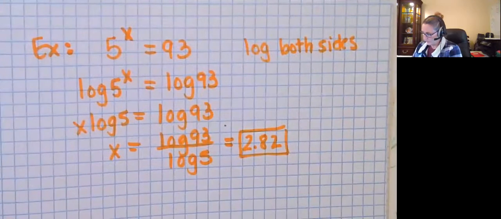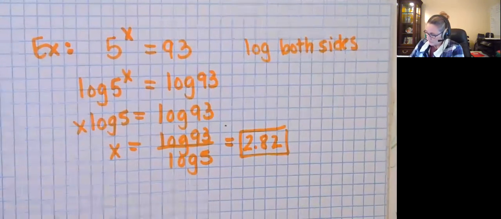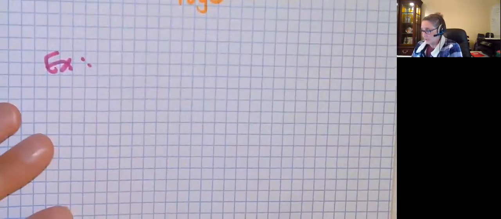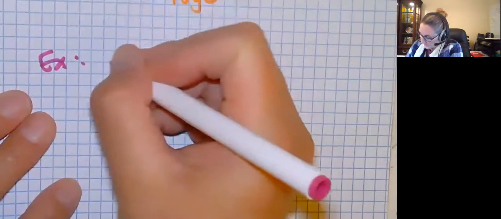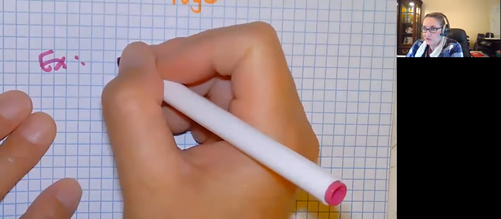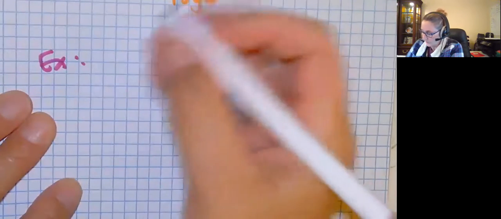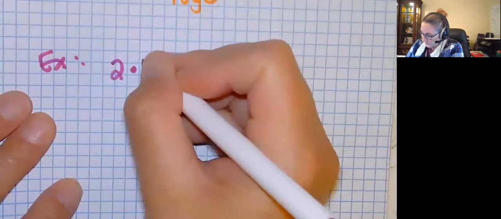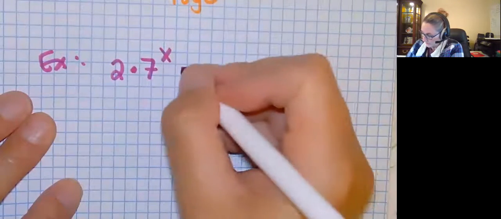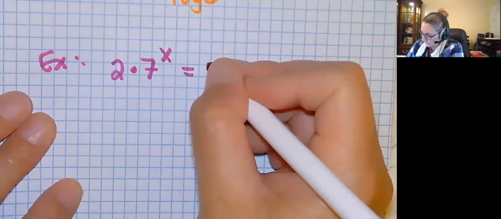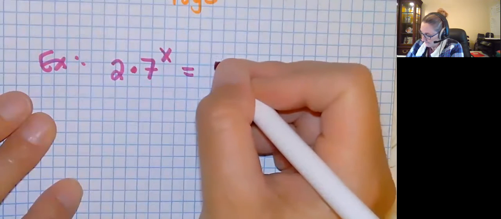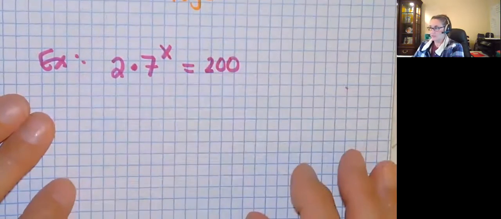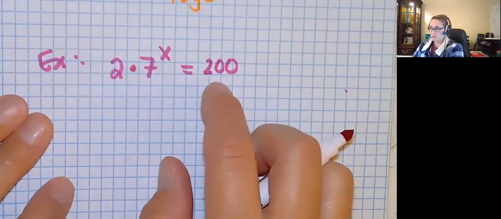So let me do one more of these problems. Let's say we have a situation like the geometric ones we did in Integrated 1, where maybe we have 2 times 7 to the power x is equal to, let's say, 200. Okay, let's say something like this. So 2 times 7 to the x equals 200.